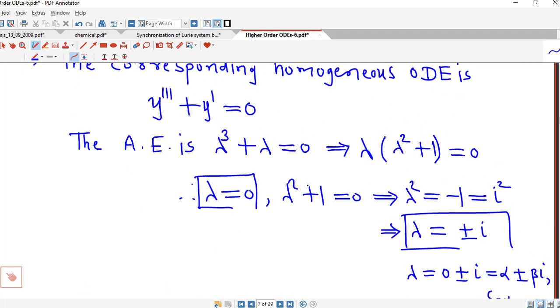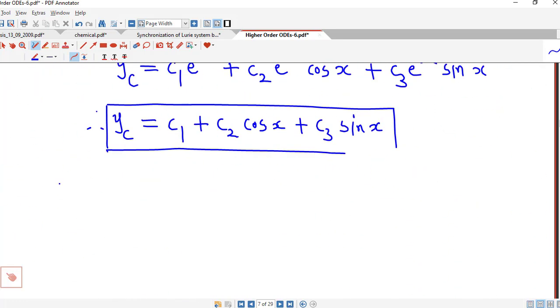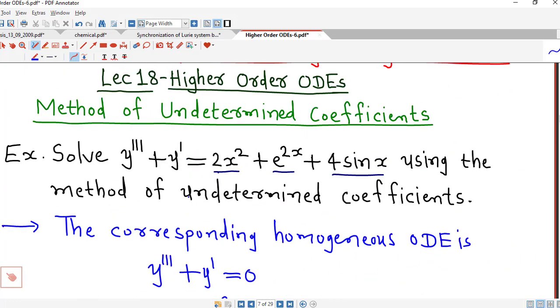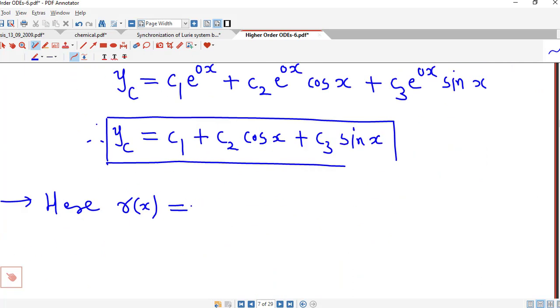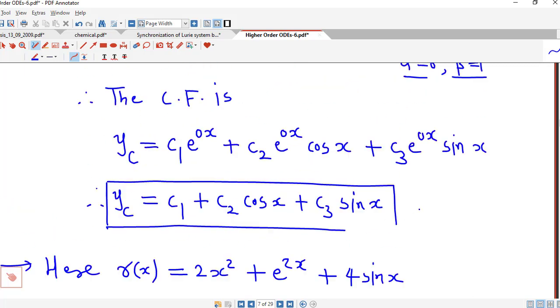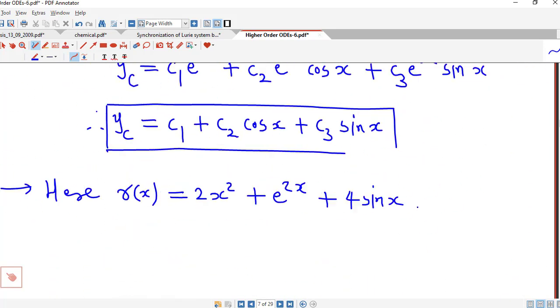Now we concentrate on the right hand side. First we write down the right hand side of the given equation. Here r(x), the function on the right hand side, is 2x square plus e raised to 2x plus 4 sin x. Let me check again: 2x square plus e raised to 2x plus 4 sin x.